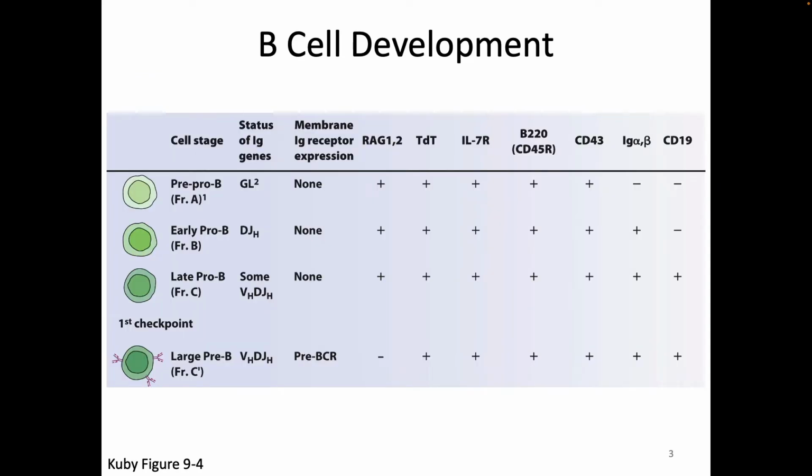And last time we saw the pro-B cell and the pre-B cell, and thought about some of their important criteria. The pro-B cell was doing D heavy to J heavy rearrangement at an early stage, and then V heavy to DJ heavy at a later stage. And it had no BCR on its surface.